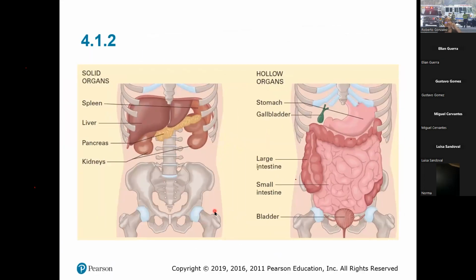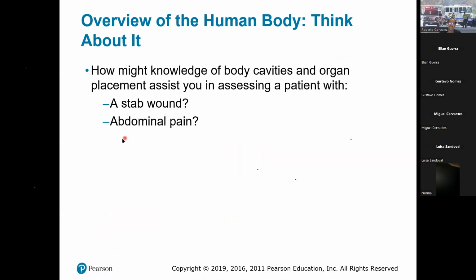Now, we do have to define the difference between a solid organ and a hollow organ. A hollow organ is something like a tube, like the large intestine, small intestine, or the gallbladder, anything that has a space in between. Organs that don't, like the liver and the kidneys, are considered solid organs.